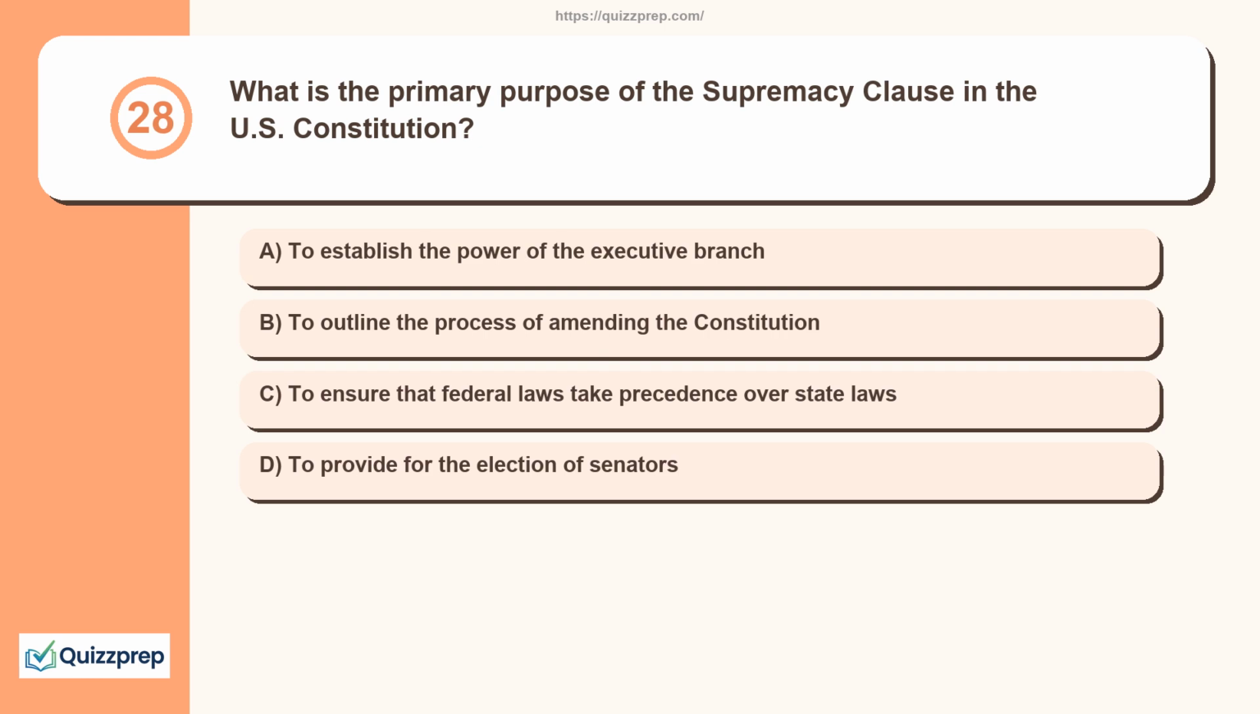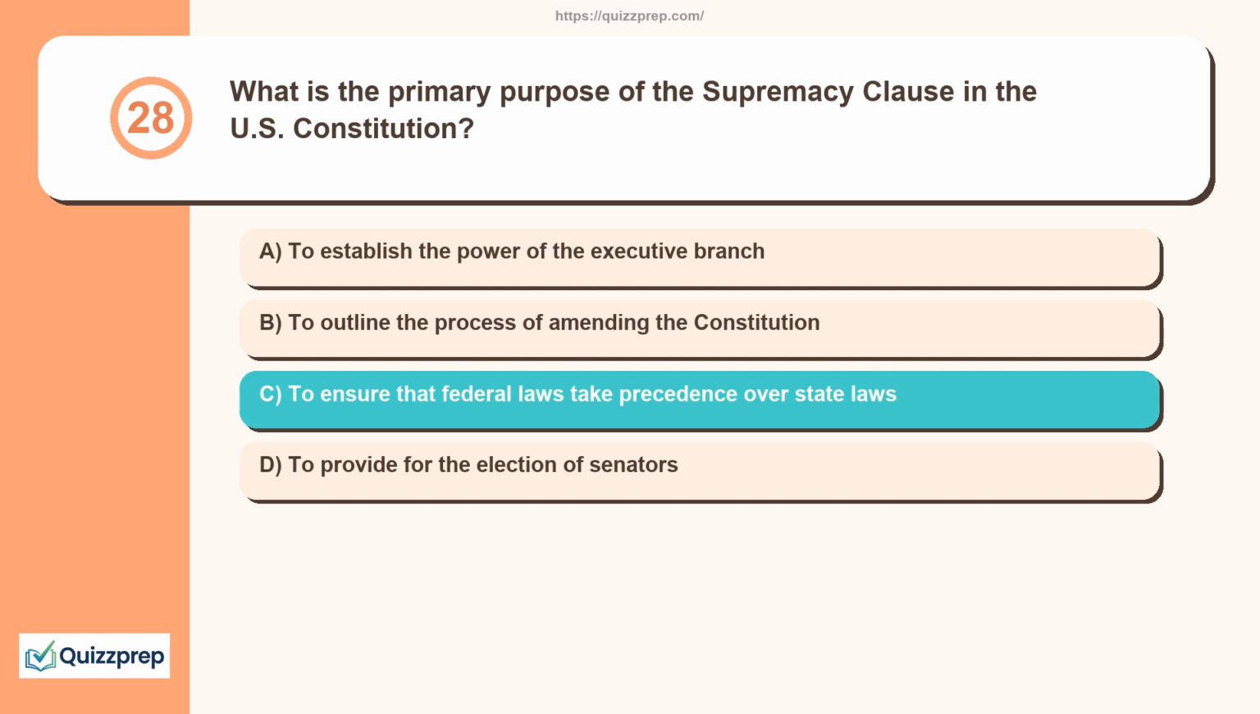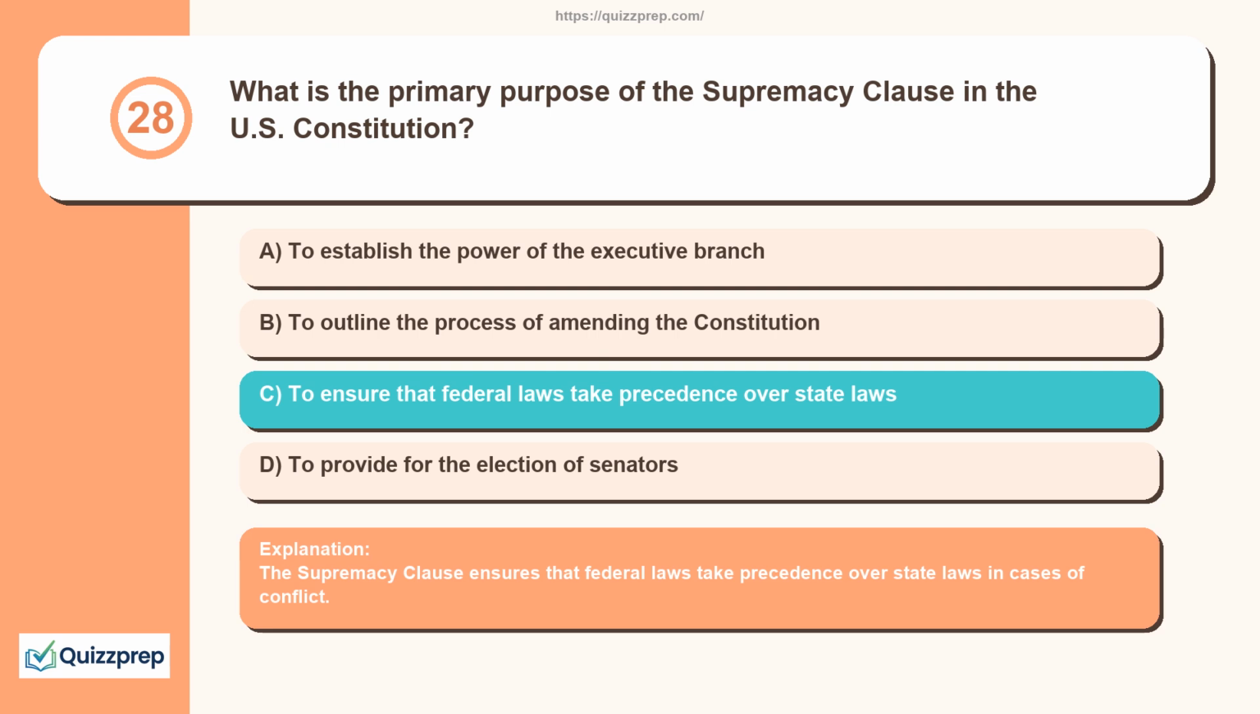Question 28. What is the primary purpose of the Supremacy Clause in the U.S. Constitution? To establish the power of the executive branch. To outline the process of amending the Constitution. To ensure that federal laws take precedence over state laws. To provide for the election of senators. The Supremacy Clause ensures that federal laws take precedence over state laws in cases of conflict.